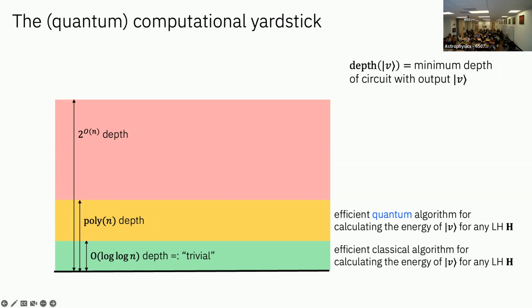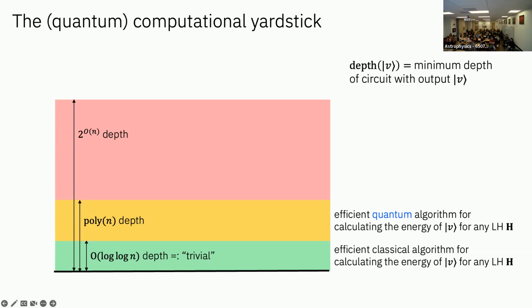The second regime is, okay, someone comes up to me and says, I have the solution to your problem, but you're not going to like it. It's a state of polynomial depth. Okay, well, luckily I work for a big tech company now. I can run my efficient quantum algorithm for calculating the energy of my quantum state with my quantum computer.